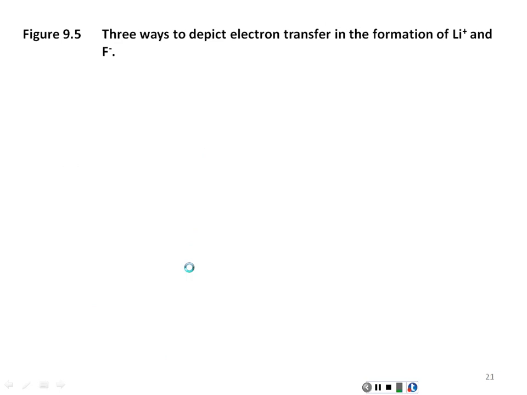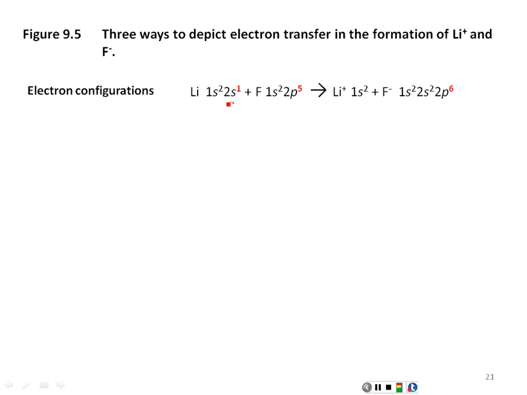There's 3 ways to depict this electron transfer in an ionic bond. And if we use the example the book gives of lithium and fluorine, you can do electron configurations. So you see that lithium has 1 electron in the 2s orbital. Fluorine has 5 electrons in the 2p orbital. If lithium gives up that 2s electron, it becomes lithium plus, and it only has a 1s2 configuration. Fluorine becomes fluorine minus, and now it has a filled shell.